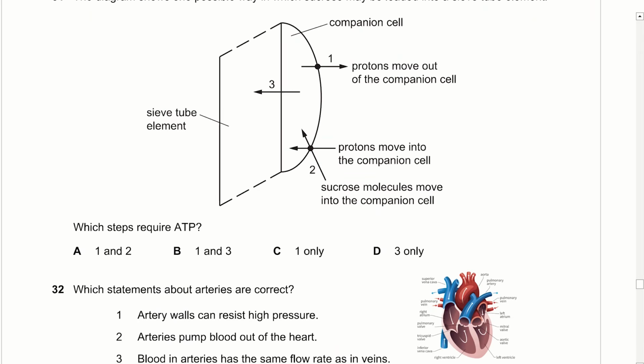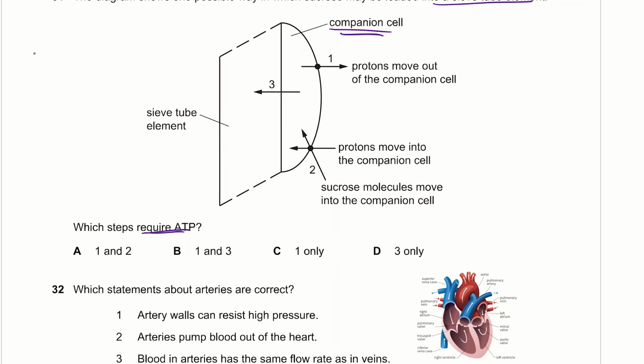Question number 31. The diagram shows one possible way in which sucrose may be loaded into a sieve tube element. Which steps require ATP? First of all, the steps in the companion cell require ATP because, as we all know, sucrose movement through the phloem is an active process requiring ATP.